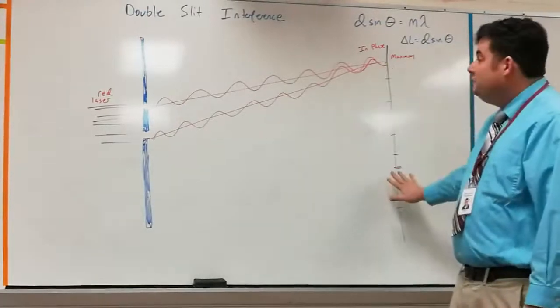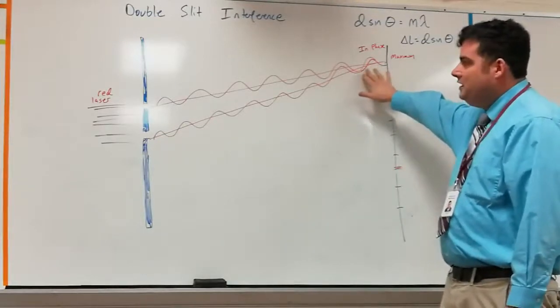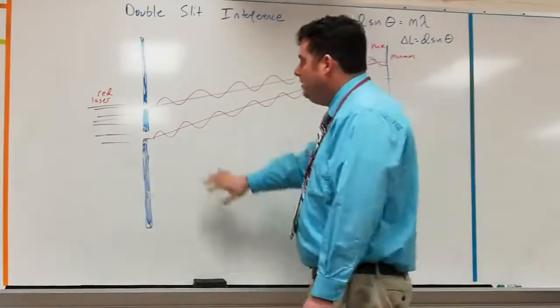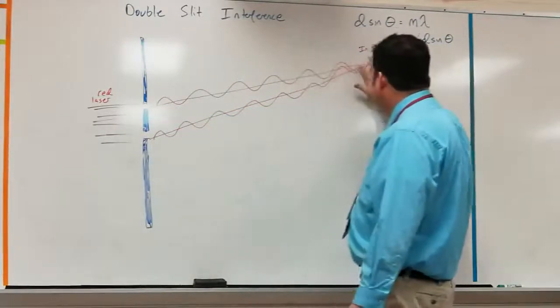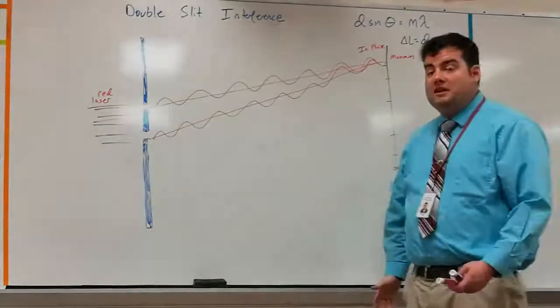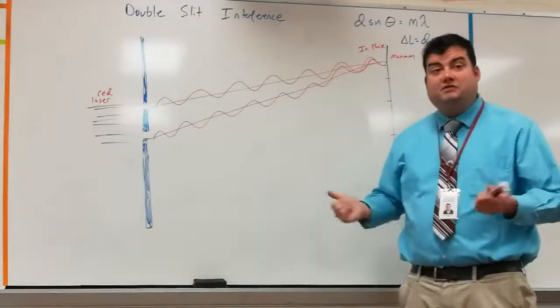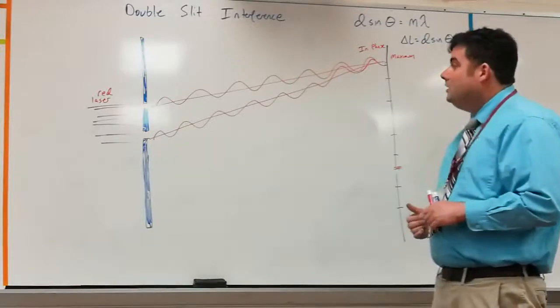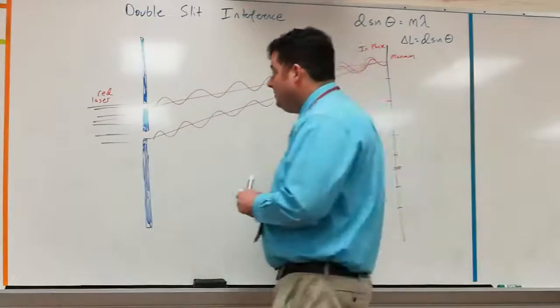Why are there different ones? Because for these to arrive in phase, they have to be offset by a certain integral number of wavelengths so that the peaks and valleys line up in the same place. If you have any sort of fractional wavelength, the peaks and valleys won't line up, and that will give you destructive interference. So let's take a look at this example here for this maximum.